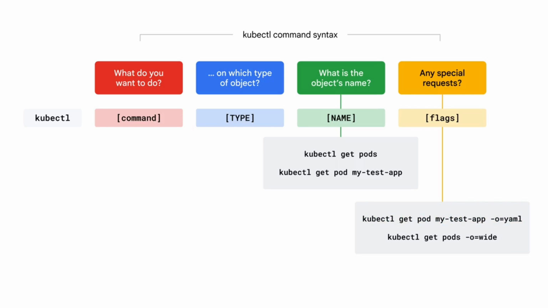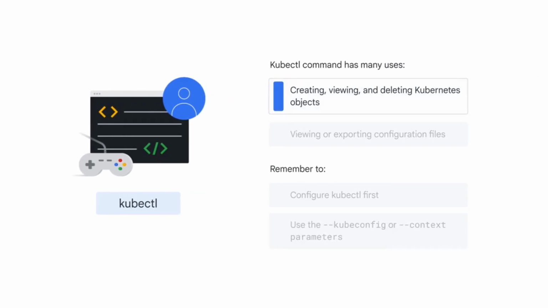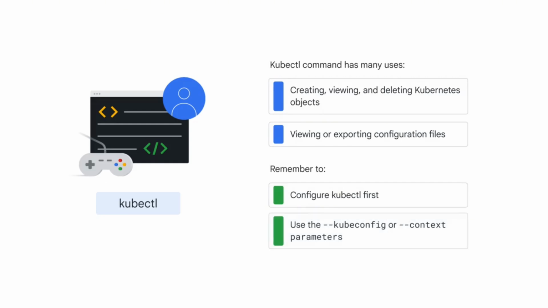Flags can also be used to display additional information. For example, run the command kubectl get pods -o=wide to display the list of pods in wide format, which reveals additional details about the pods in the list. Wide format also displays which node each pod is running on. The kubectl command has many uses, from creating Kubernetes objects to viewing them, deleting them, and viewing or exporting configuration files. Just remember to configure kubectl first, or to use the kubeconfig or context parameters so that the commands you type are performed on the cluster you intended.